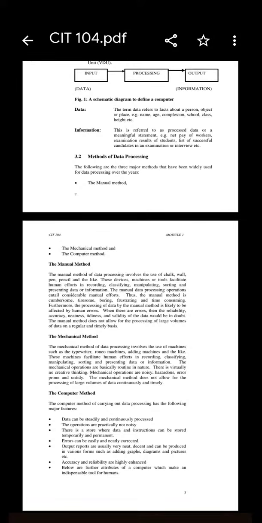So when there are errors, then the reliability, accuracy, neatness, tidiness, and validity of the data would be in doubt. Understand what I mean now? If there's an error, that means the reliability of this data is no more valuable. You cannot rely on it, because even though it's one error, it has altered the ultimate function of that information. You are going to get a false result.